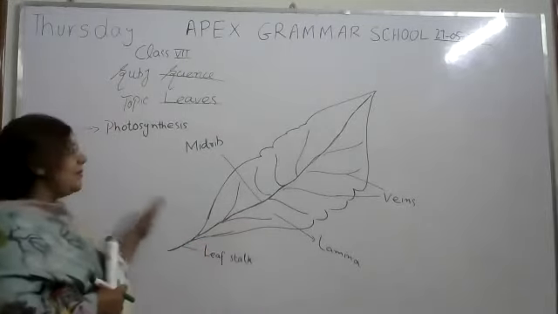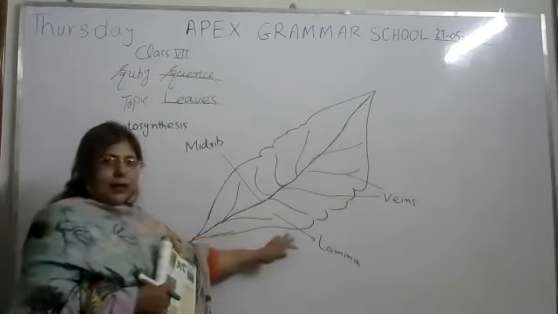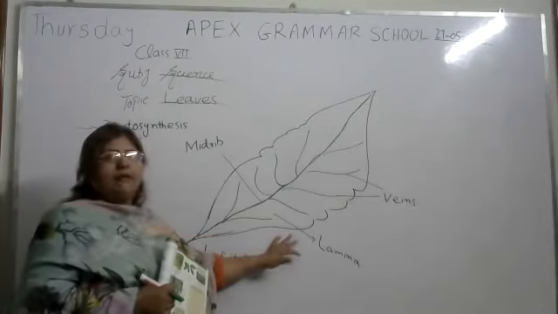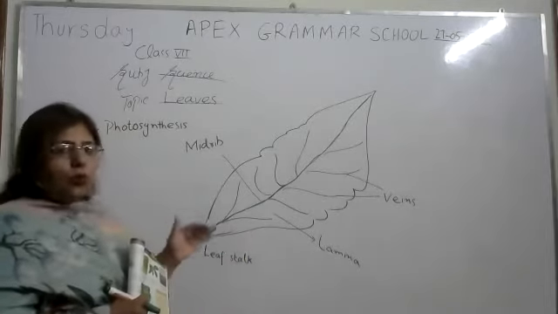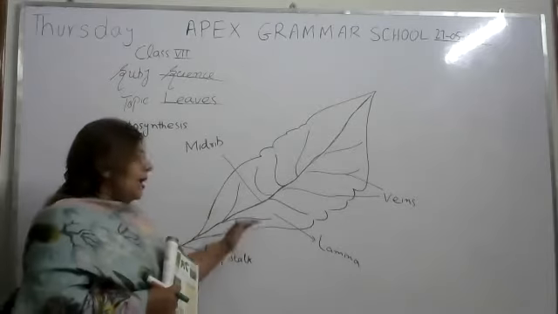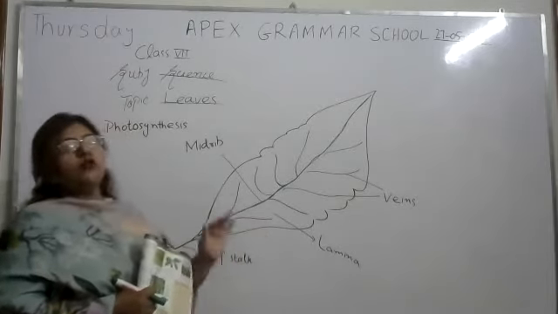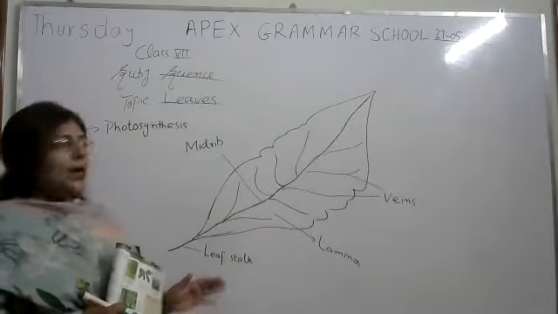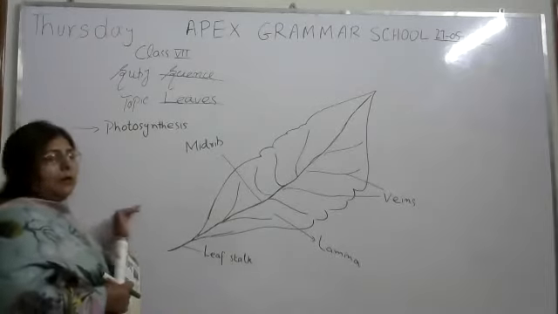So these leaves get energy from the sun. And the chemical which is present in the leaf, called chlorophyll, absorbs more and more sunlight inside the leaf. And then these leaves prepare food in the form of sugar solution. Okay? So leaves are a very important part of the plant.